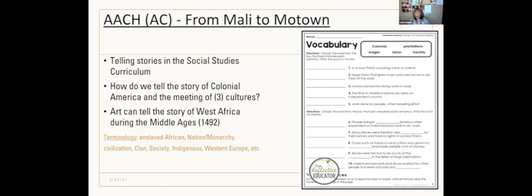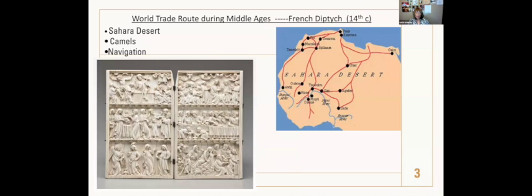Also, we don't use the word tribes. You can say nation, monarchy, civilization, clan, etc. And it sounds like you use indigenous. And then also Western Europe, and not just Europe, so you want kids to understand the difference between Western Europe and Eastern Europe. All right, any questions about that? Any comments?